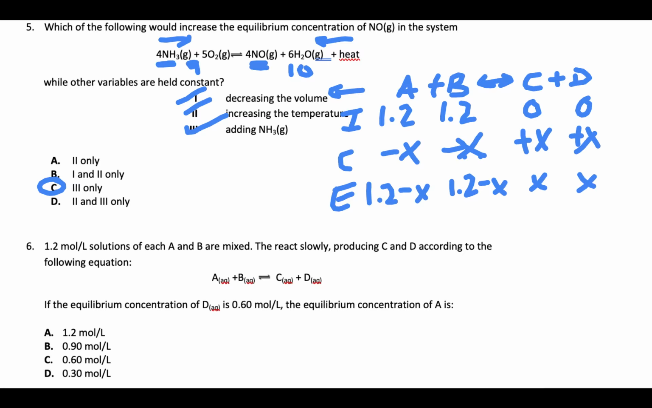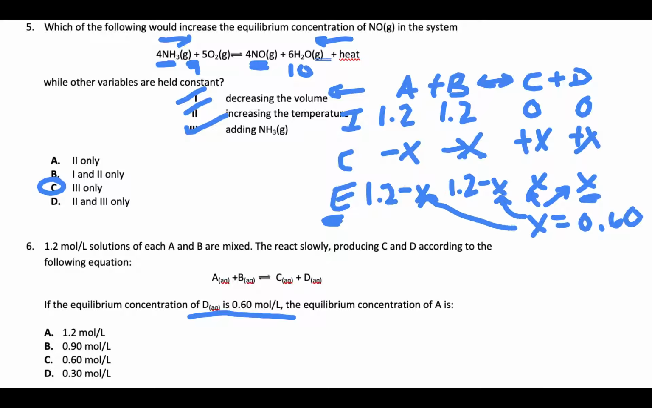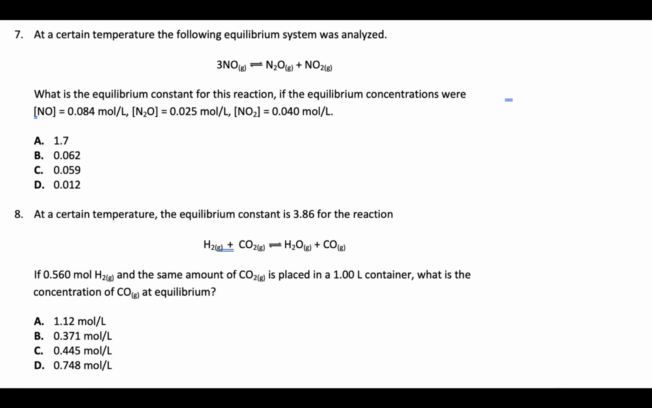If it tells you the equilibrium concentration of D is 0.60, at equilibrium, D equals x, so x will equal 0.60. Now we can plug in every x value to figure out the equilibrium concentration of the others. Because it's asking us for A, which was 1.2 minus x, you would do 1.2 minus 0.6, and that will also equal 0.6, which is C.